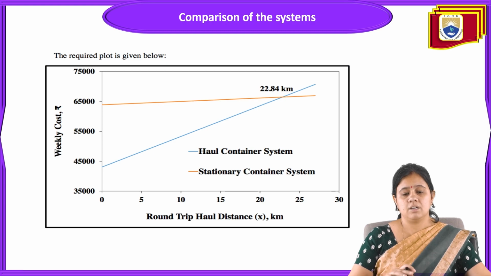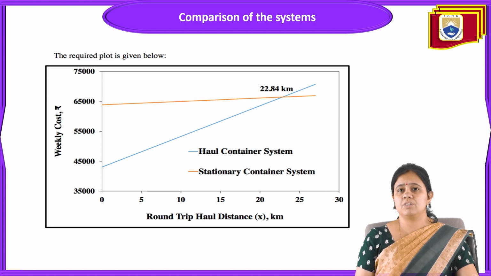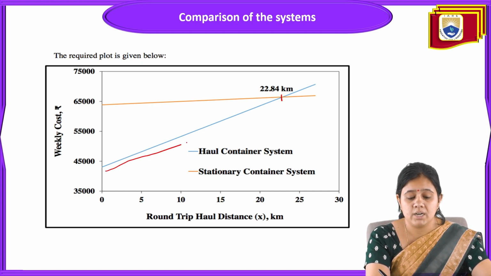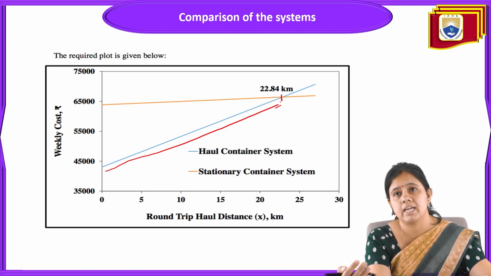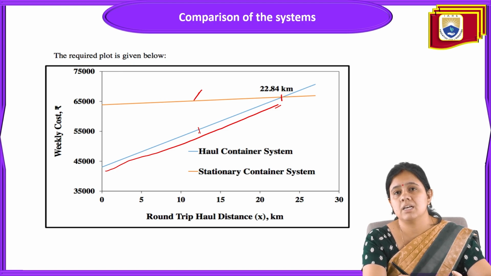Now we come to the next thing, the plot that has been given. With the plot, we have done this comparison of the haul container system and the stationary container system. For the stationary container system, up to 22 kilometers, there is not much variation in the rate. But for the hauled container system, you can see that as distance rises, the amount also rises. So if the distance is more, like up to 25 kilometers, this one is better. And if the distance is less, up to 15 kilometers, the haul container system will be best.